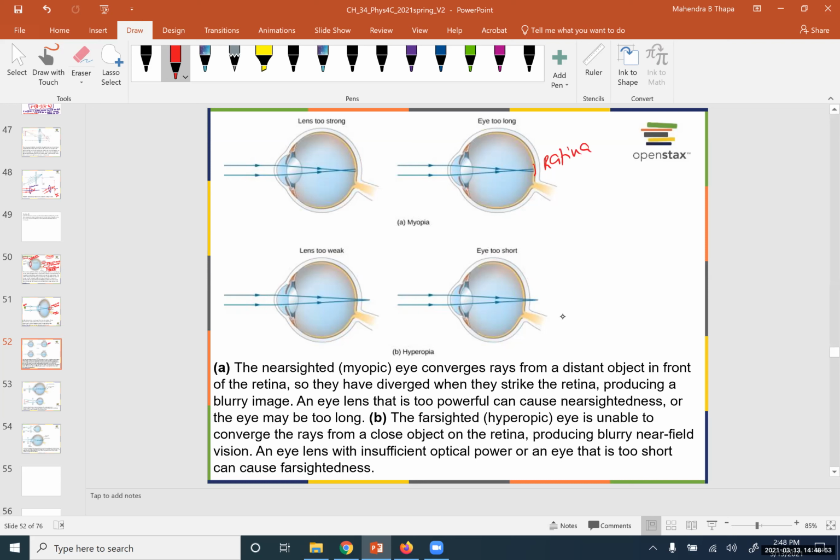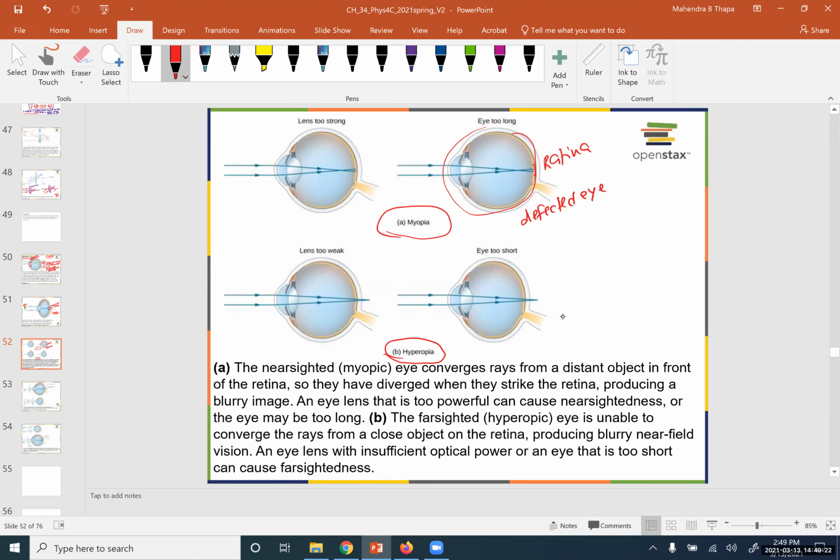If our eye lens cannot focus on this part of the retina, then we say that this is a defective eye. In our course, we are mainly concerned with two kinds of defect. One is the myopic eye, the other is the hypermetropic eye.